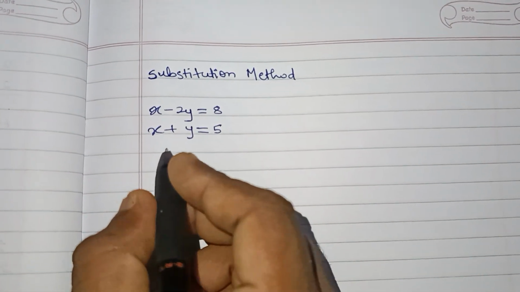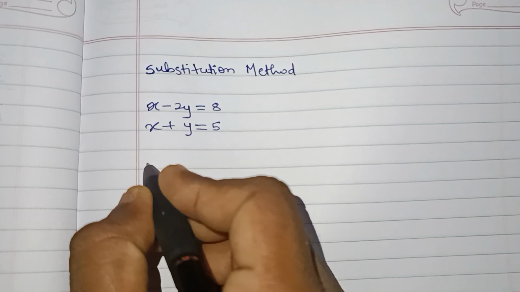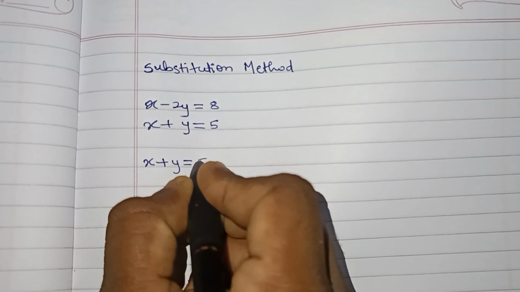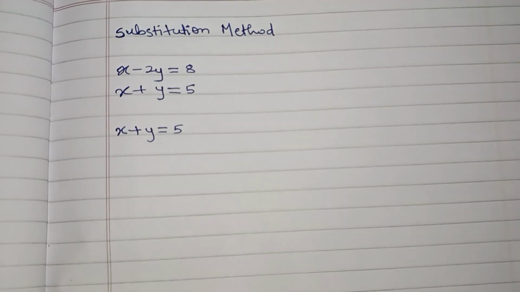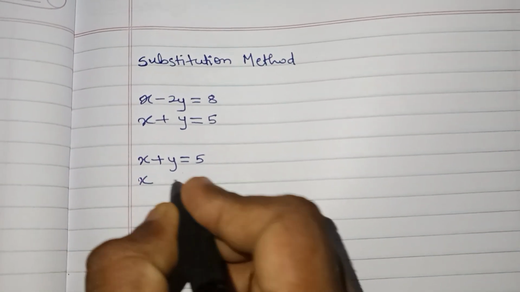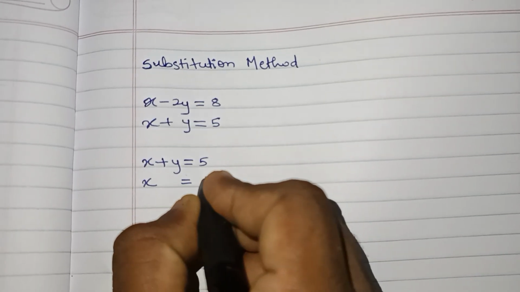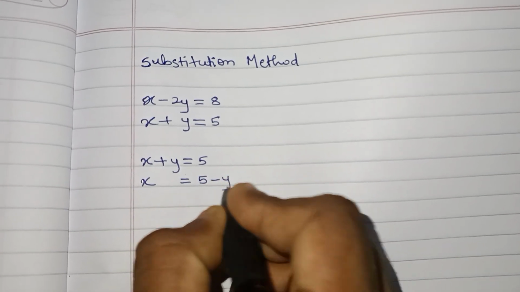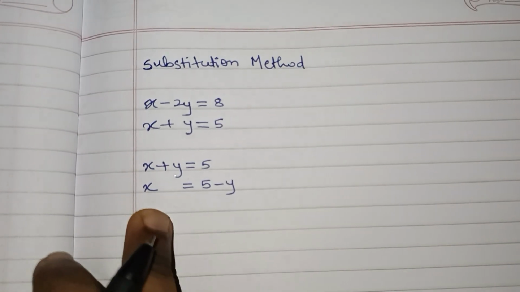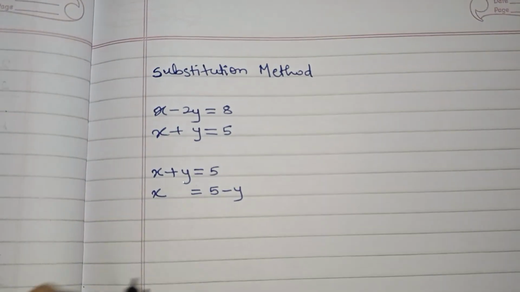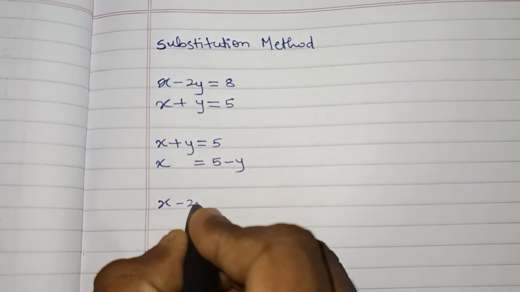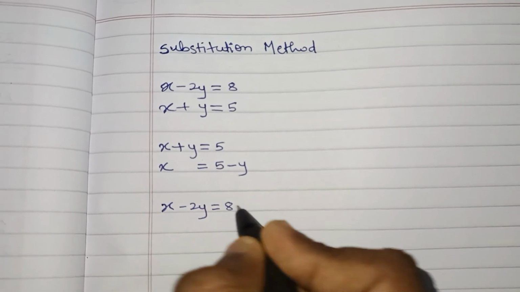So I'll write the second equation first because it is simple. So to find the values of variables like x and y that satisfy both the equations. It helps to reduce two equations into one by substituting one variable in terms of the other. So here I'll substitute x in the first equation, that is x is equal to 5 minus y. So I'll write the first equation.